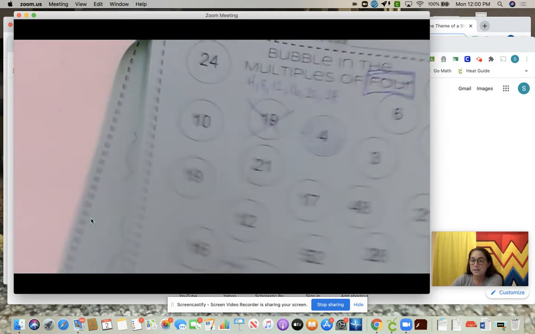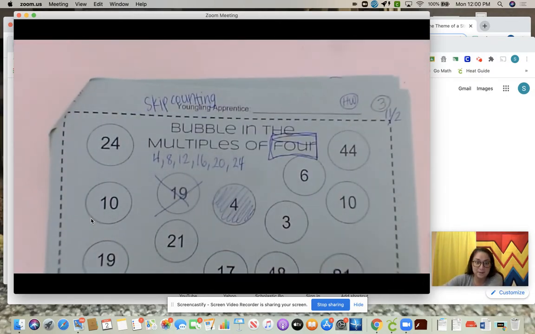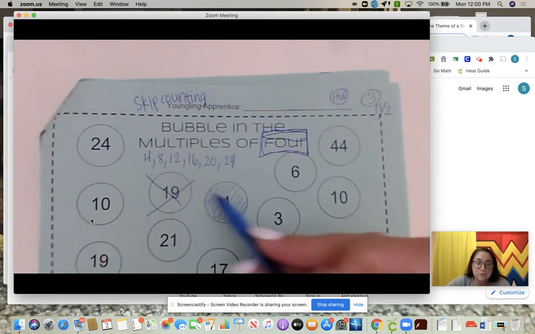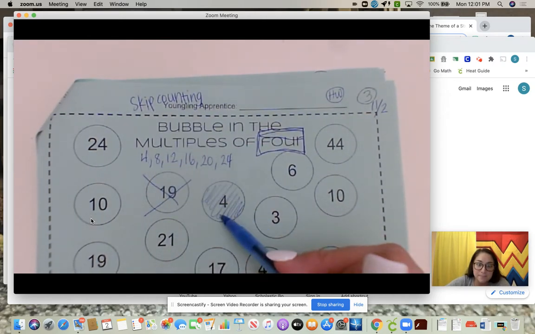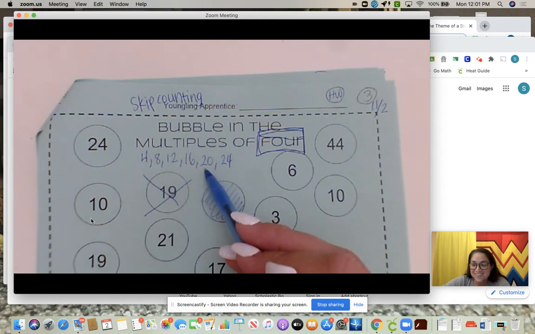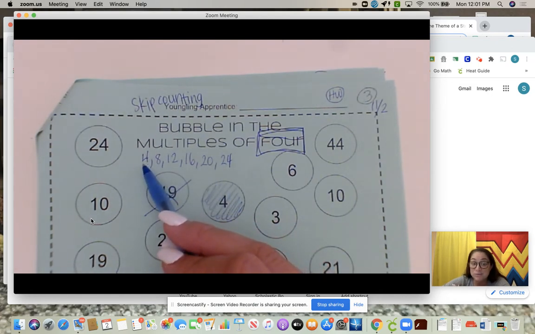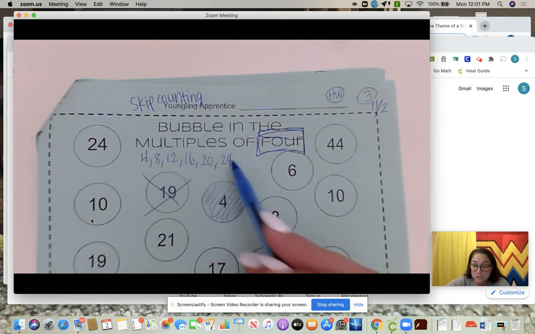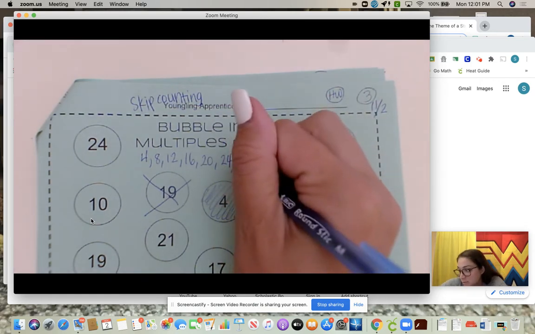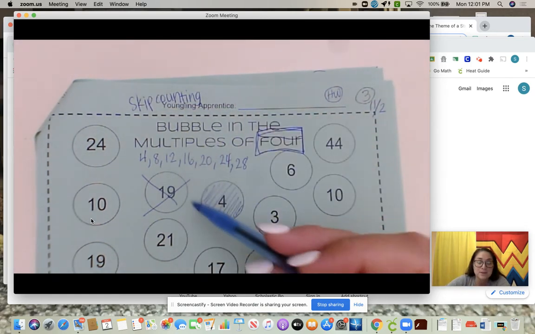Then on page 3, you are going to do the same thing, but now with 4s. So 4, yep, we do say 4. Well, I'll say them for you. So this is counting by 4s. 4, 8, 12, 16, 20, 24. Right? Next one would be 28, and so on.